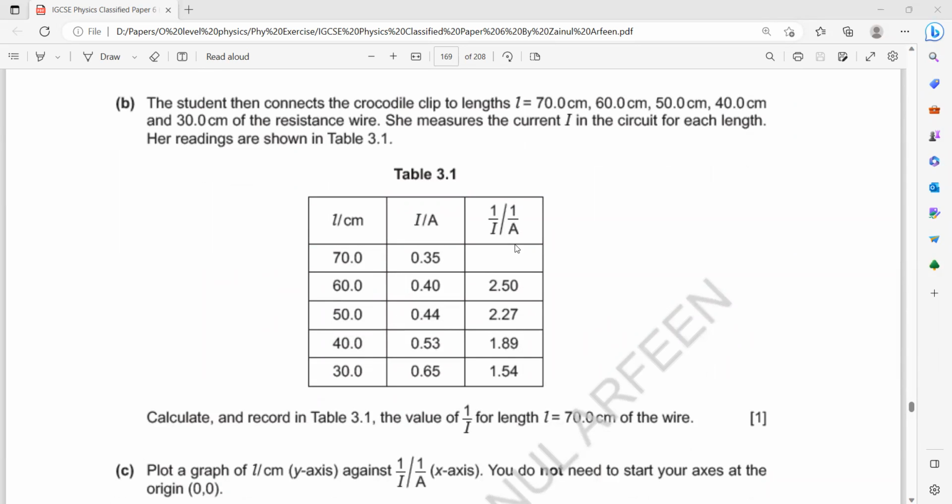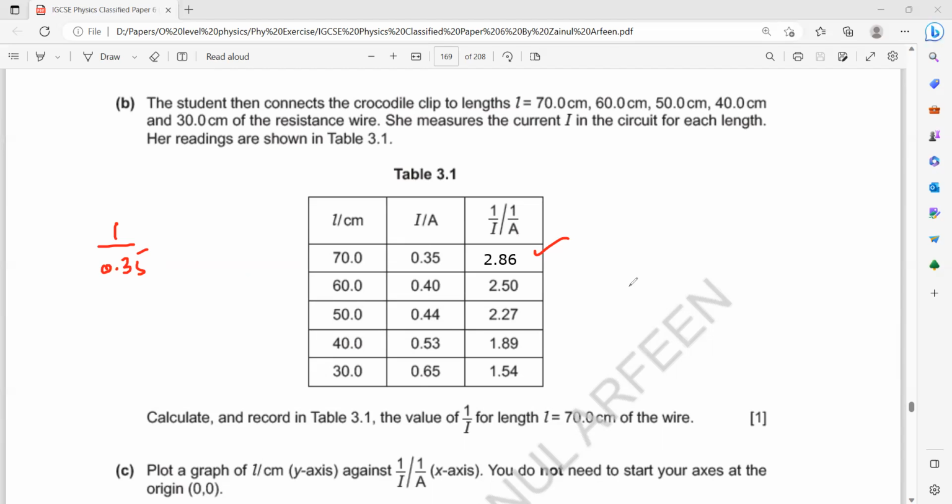So this is a length. We have to calculate and record the value of 1 over I. How to get 1 over I means you have to take just a reciprocal. So I is 0.35. What will be 1 over I? It will be 1 divided by 0.35. So 1 divided by 0.35, that is 2 significant figures, 2.86 will be there.